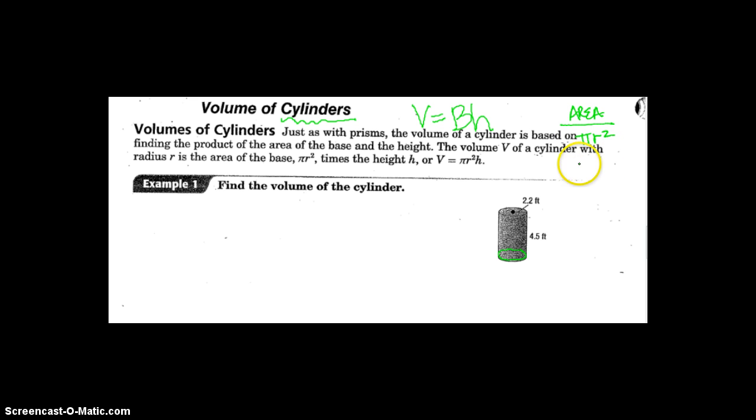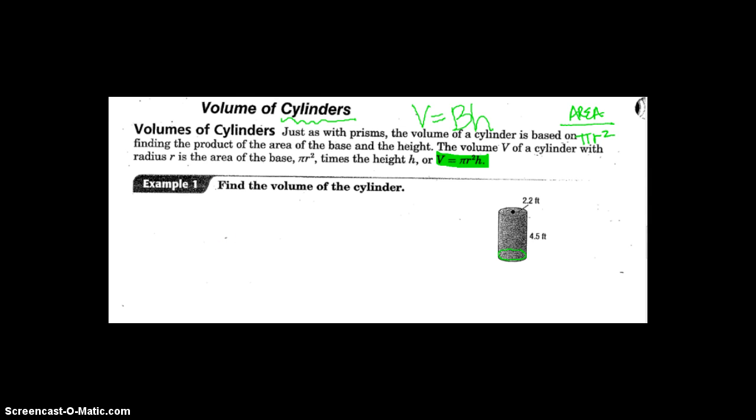squared. Okay, so for a cylinder, we can be more specific. Instead of just a capital B, we can say pi r squared times h, because every time it's a cylinder, your base is a circle. So if our base is a circle, we're going to do pi r squared times h.